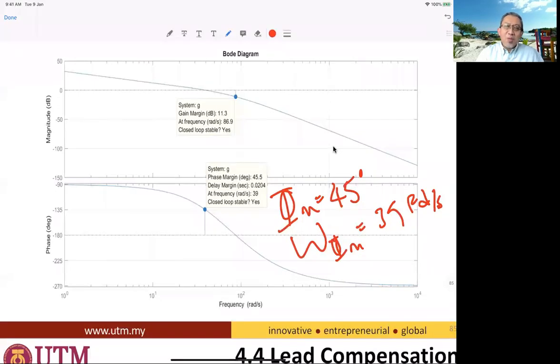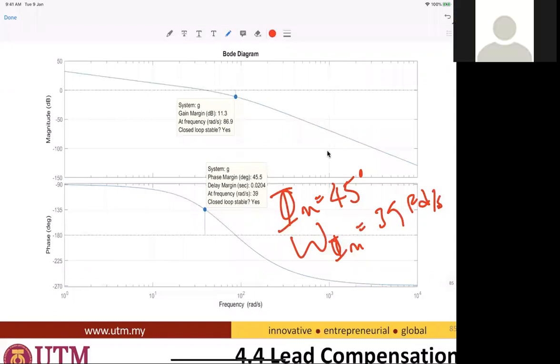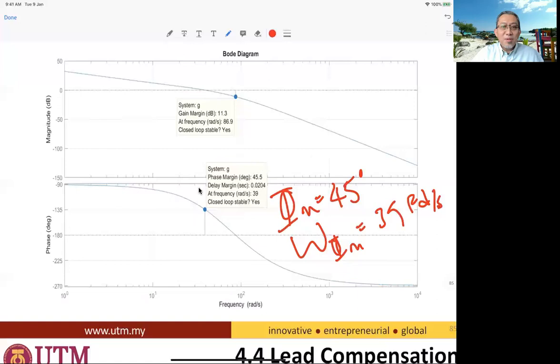What is the difference between lead compensator and lag compensator? Give me two differences between lead and lag compensator. Angle, sir. Frequency.